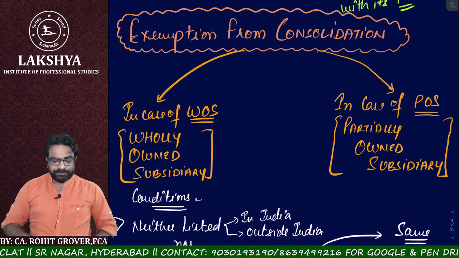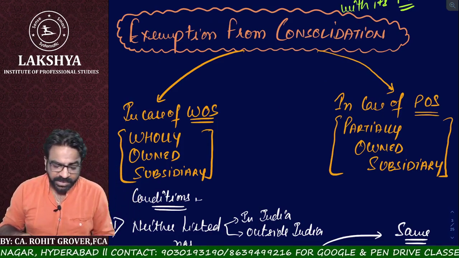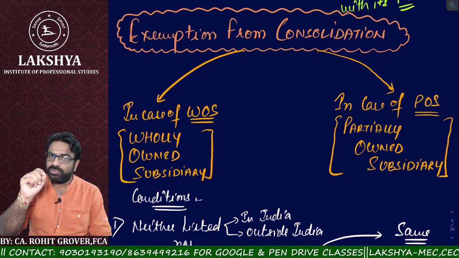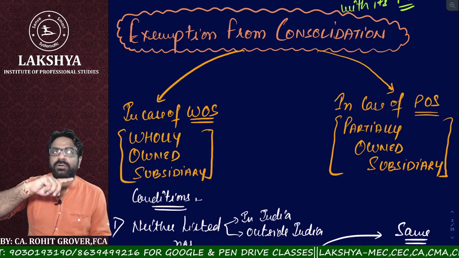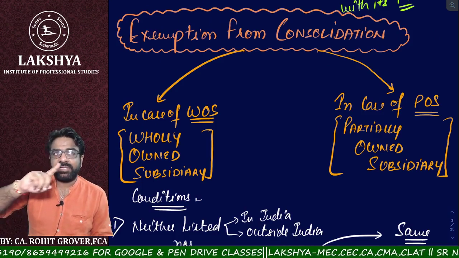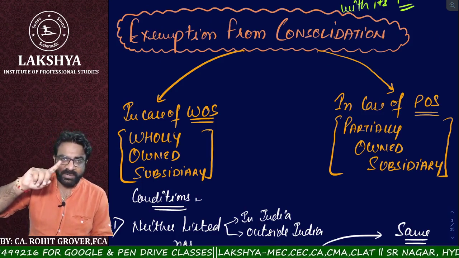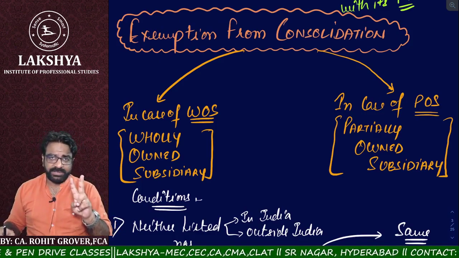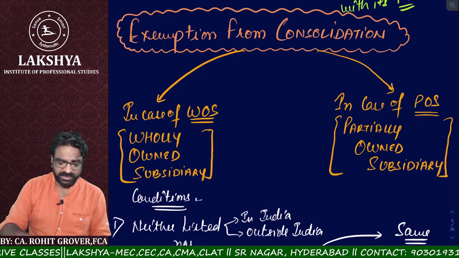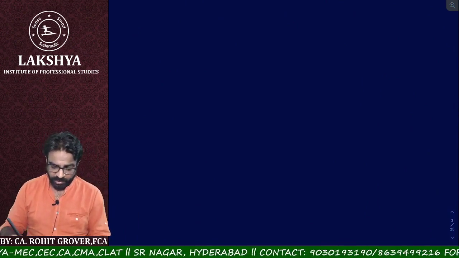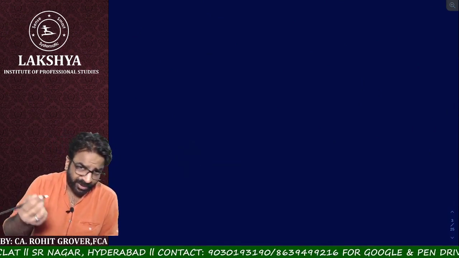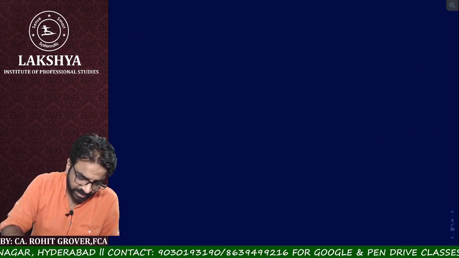Okay, so the next point is what, sir? Exemption from consolidation. Now I already told you this point under the books of accounts chapter, maintenance of books chapter, under section 129. Now see, there can be two types of subsidiaries. First of all, let me give you the idea of what we are going to talk about here. Now listen to this very carefully. I already told you this, but still I am explaining again.